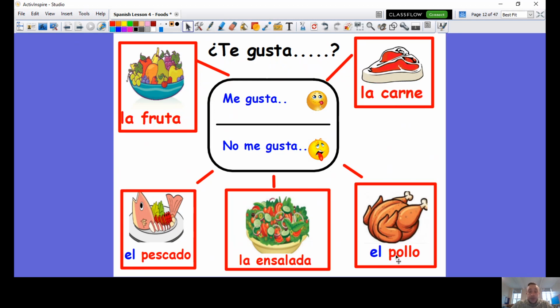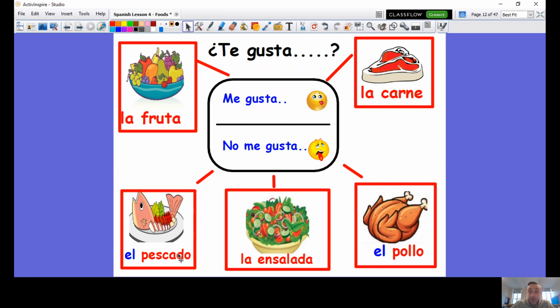Excellent. Next question is about chicken. ¿Te gusta el pollo? Muy bien. Let's see if you like salad or if you don't like salad. ¿Te gusta la ensalada? Interesting. And my last question is about fish.